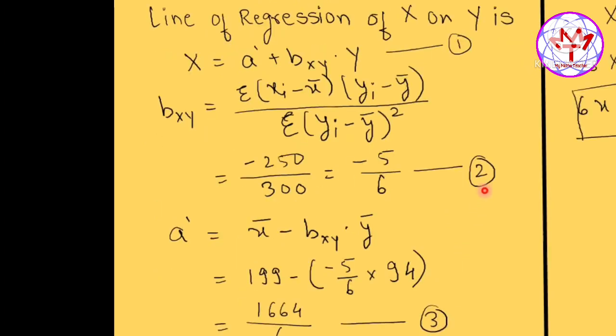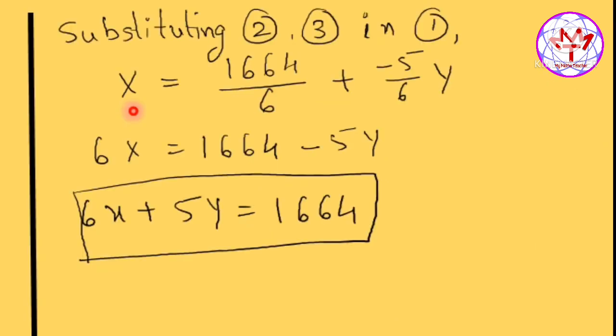Now we'll substitute the values of equations 2 and 3 in equation 1. So we get x is equal to 1664 upon 6 plus minus 5 upon 6 y. So this 6 in the denominator, we can take it to LHS. You get 6x is equal to 1664 minus 5y. Bring 5y on LHS. You get 6x plus 5y is equal to 1664. This is the equation of regression of x on y.